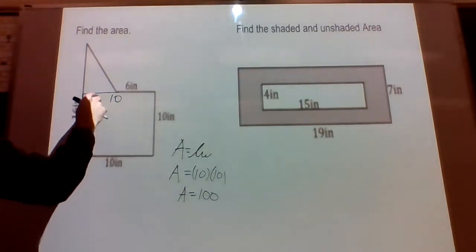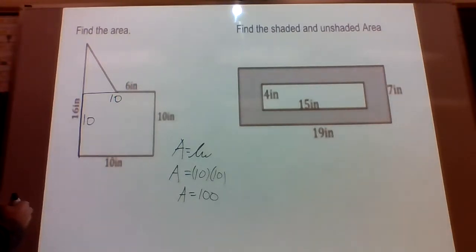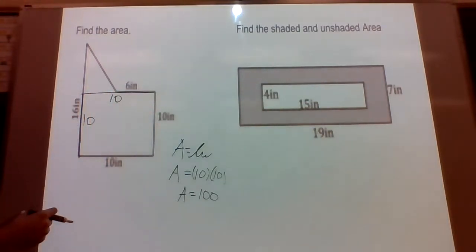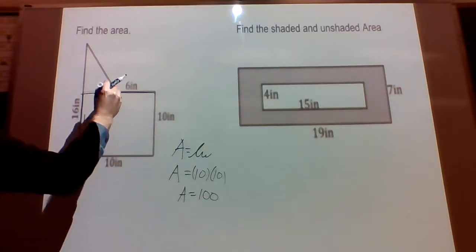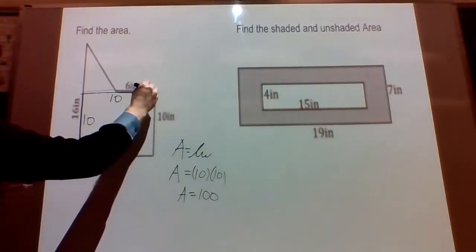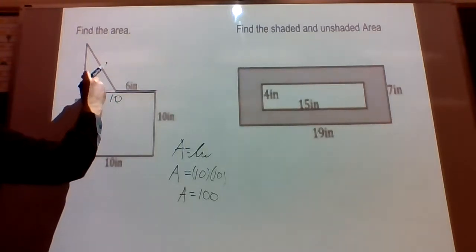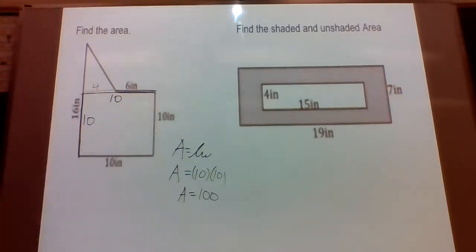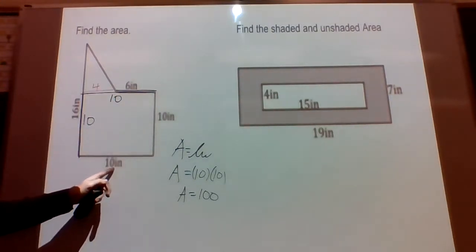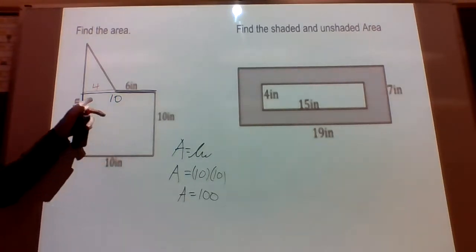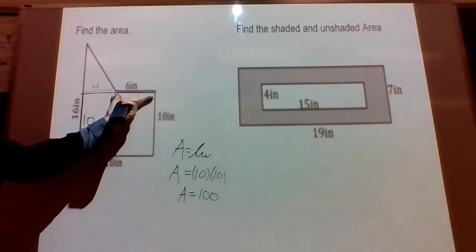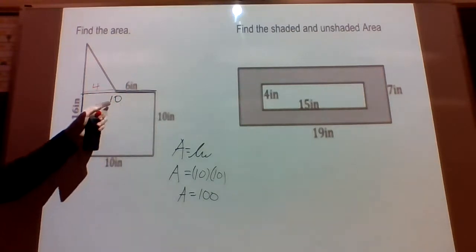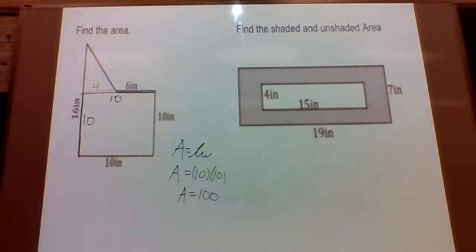Let's see. This whole piece is 10. If this piece here is 6, this piece has to be 4, because 6 plus 4 gives us 10. Since this side is 10 and it's a rectangle, we know that the other side is also 10 units long. So if this piece is 6, this piece has to be 10 minus 6, which is 4. These two pieces have to add together to give us the whole thing, which is 10.